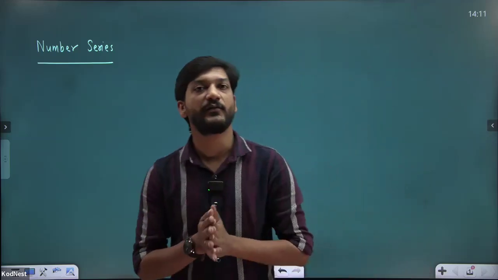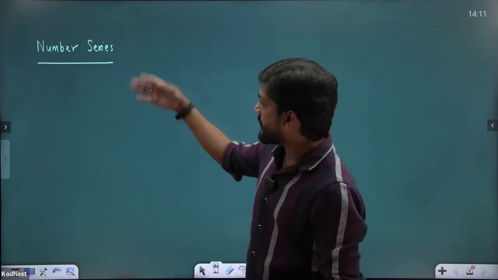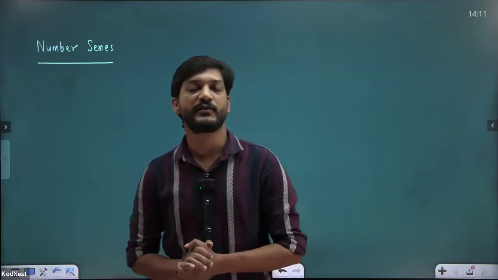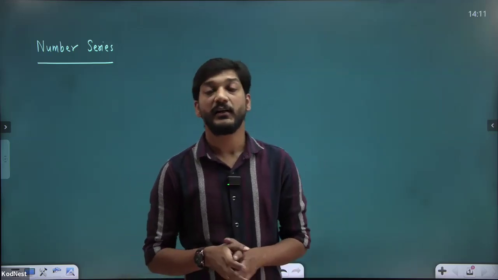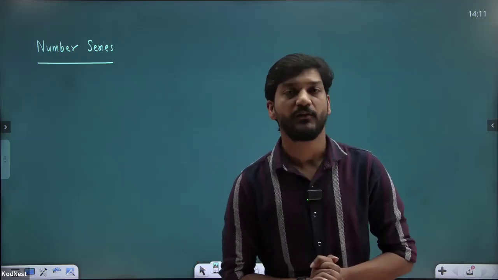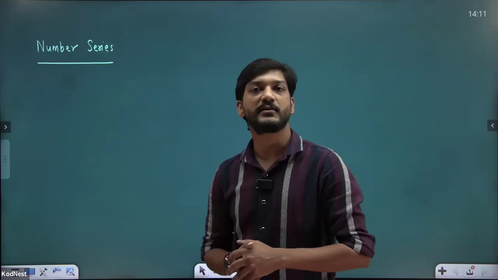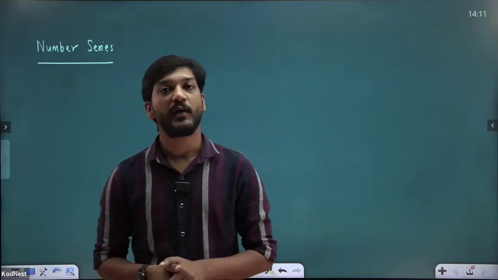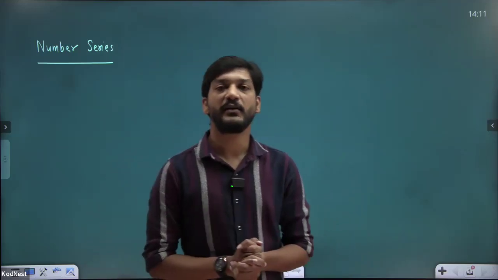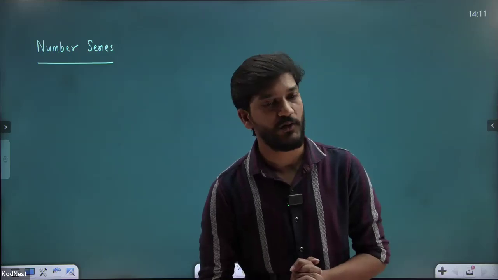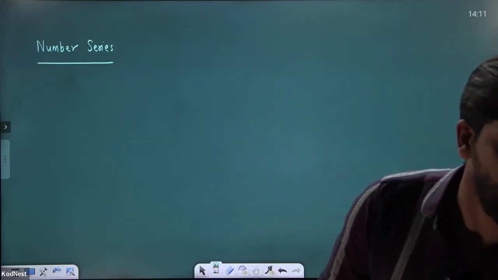All of you might have seen some numbers in a series in certain drives. Some unknown number will be present in the series, and that unknown number is what we have to find. Various series can be there. The patterns we have to identify, and based on the identification of the pattern, the missing number will be found.